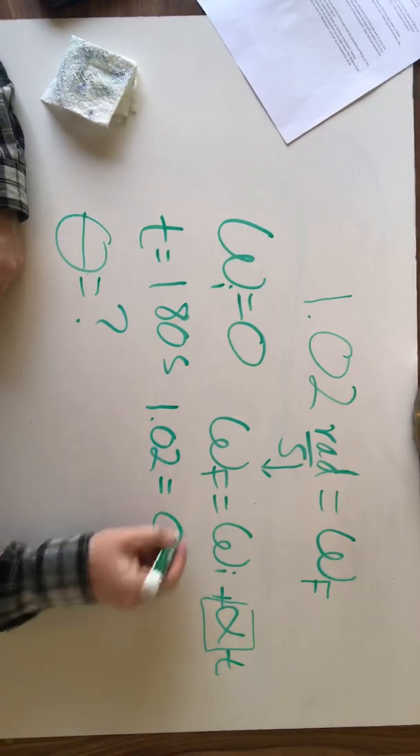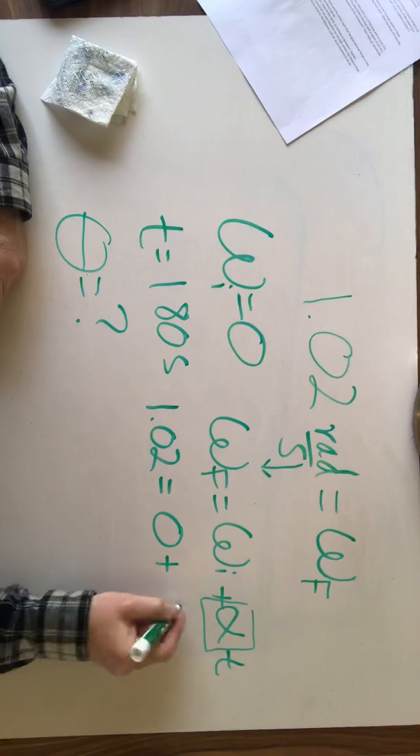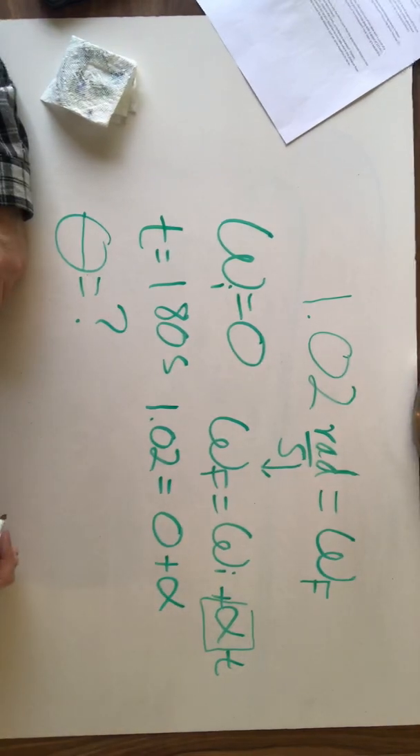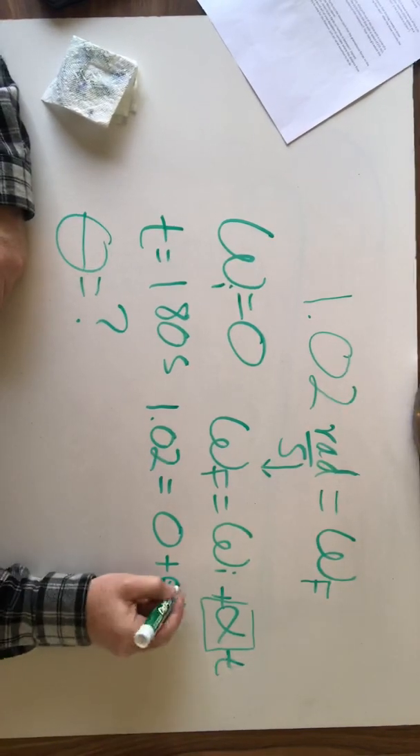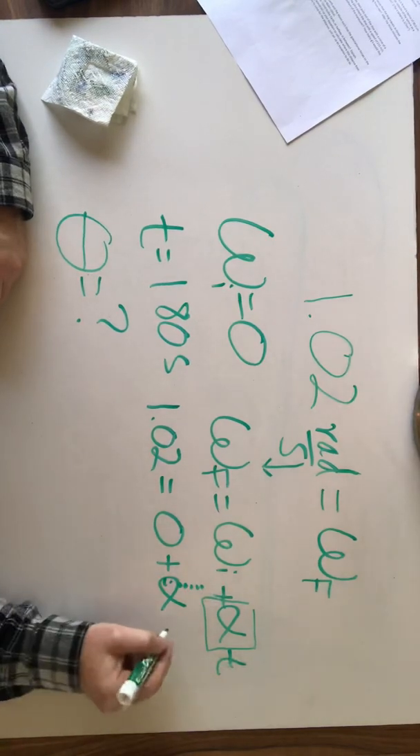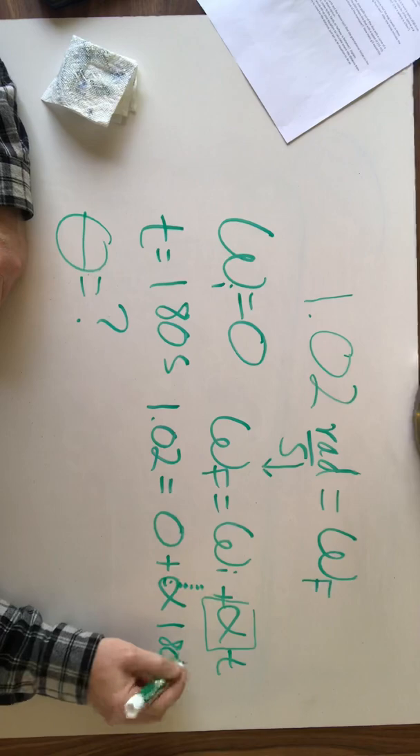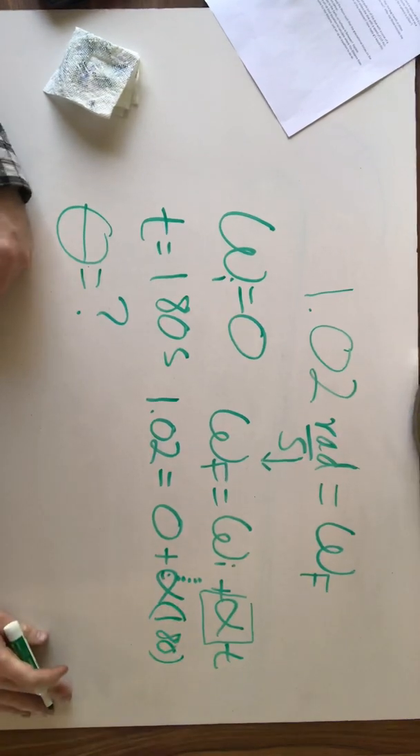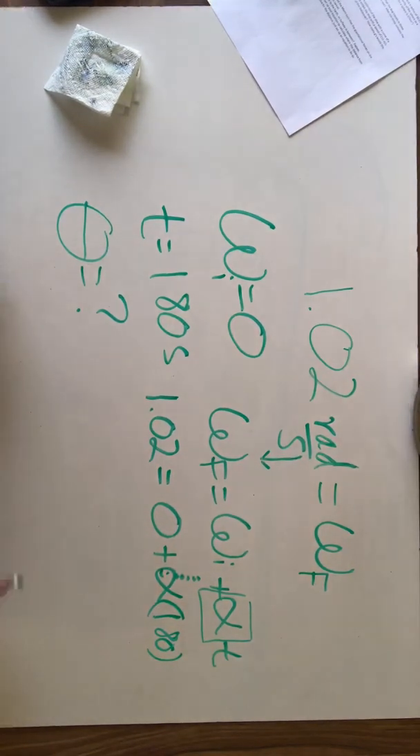Initial velocity is 0. Acceleration we're trying to find. The fish, put a little face on him. You're so cute. And the time we know is 180 seconds. Okay, so do the math.